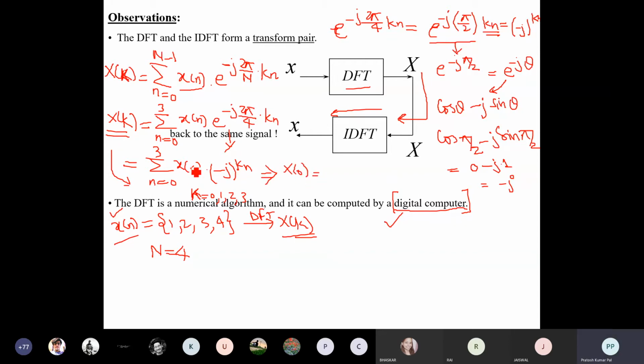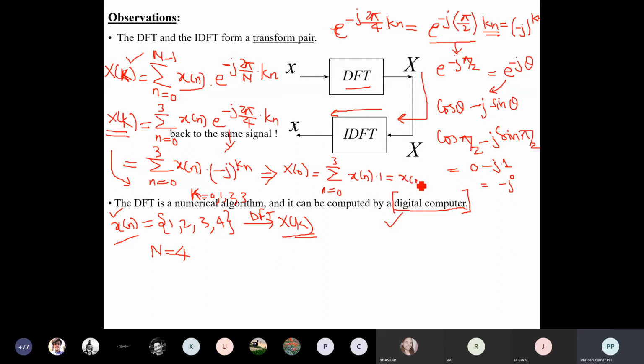So this is the expression for calculating d of t, which after simplification can be simplified to this one after putting the value of capital N, and we will solve it for k equals 0. So once we put k equals 0, this expansion will be summation n equals 0 to 3 of x of n, and minus j to the power 0 will be equal to 1. Okay, so we will be having this. So we will expand this one by putting n equals 0 to 4.